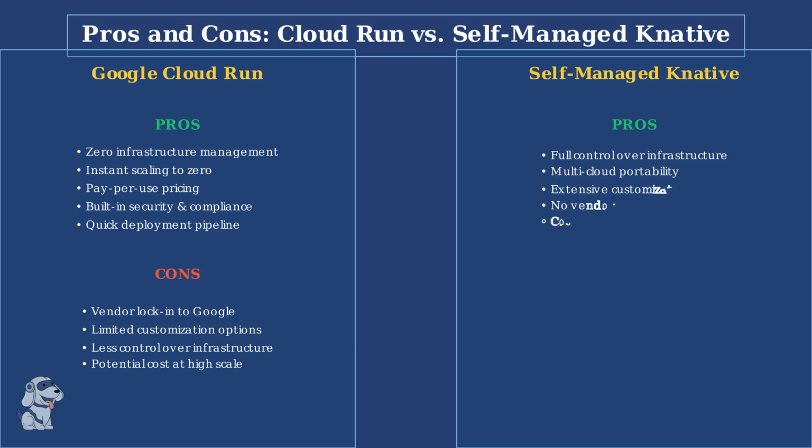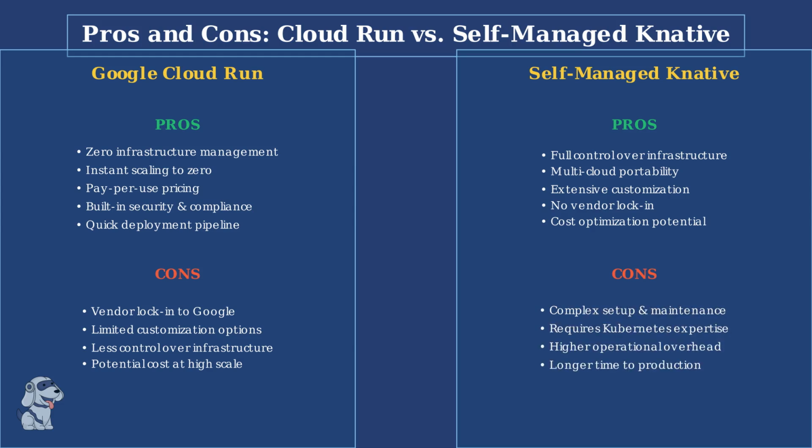Self-managed Knative offers maximum flexibility. You have full infrastructure control, can run across multiple clouds, and customize everything to your needs. There's no vendor lock-in, and you can optimize costs based on your specific usage patterns. But self-managed Knative comes with significant complexity. Setup and maintenance are challenging, requiring deep Kubernetes expertise. The operational overhead is much higher, and it takes longer to get to production.